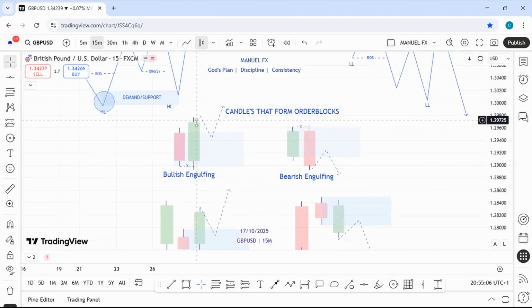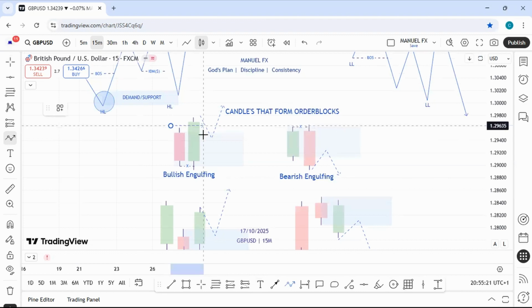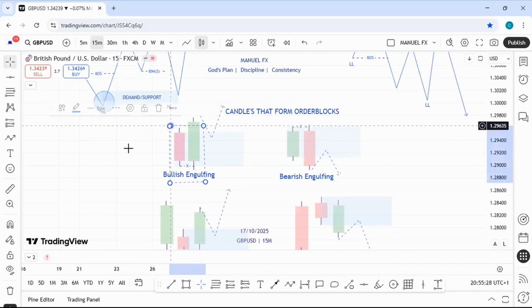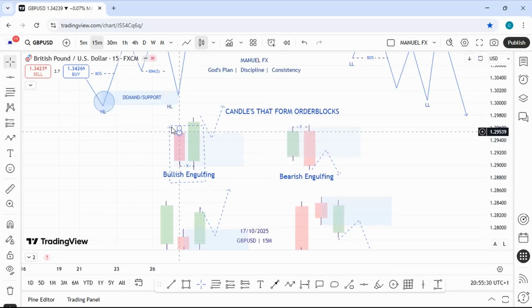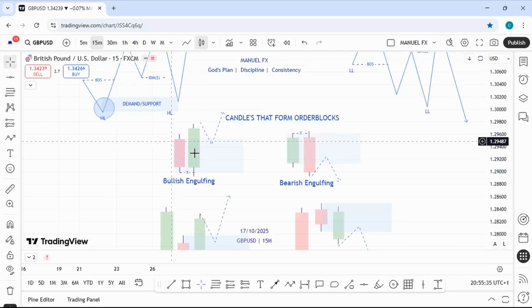They call this the mother candle and they call this the baby candle. The mother candle has to engulf. When we say engulf, it means it covered the whole baby candle. That's what we mean by engulf. Engulfing candle means the mother candle covered the whole baby candle. So this is the mother candle. This is the baby candle.